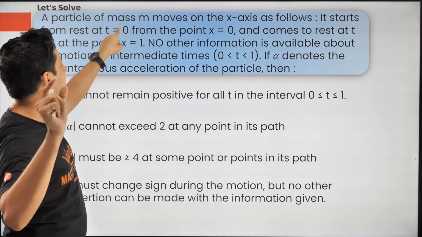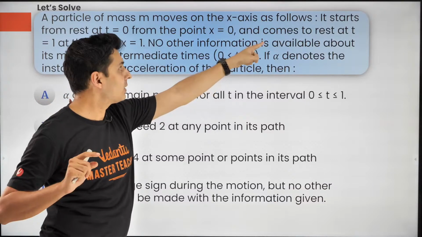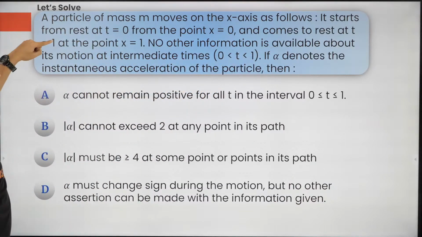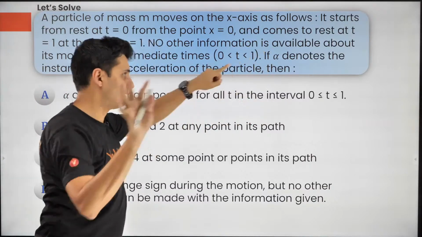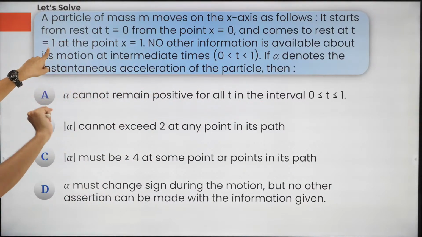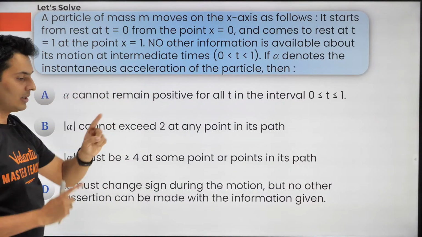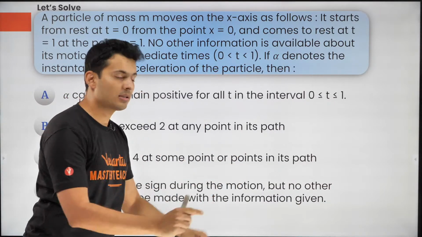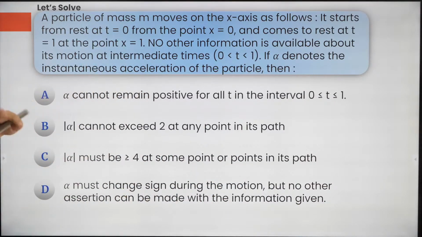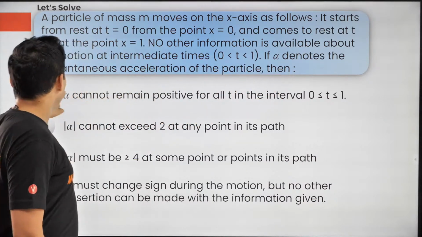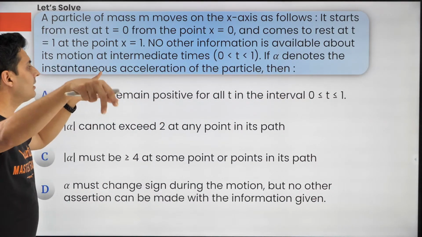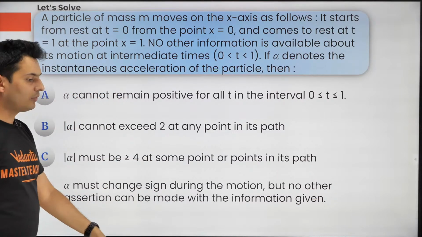There is a particle of certain mass moving on the x-axis. It starts from rest, from the origin, and again comes to rest after 1 second at 1 meter. It starts from rest and again comes to rest after motion. Nothing else is available about the motion, what happens in between, and if alpha denotes the instantaneous acceleration, then which of the following is true?